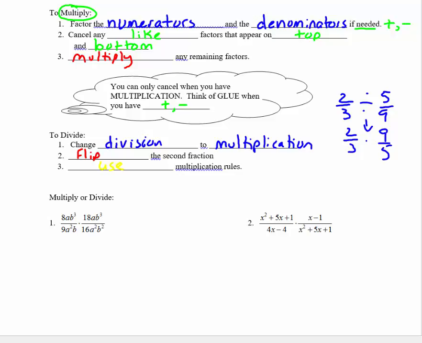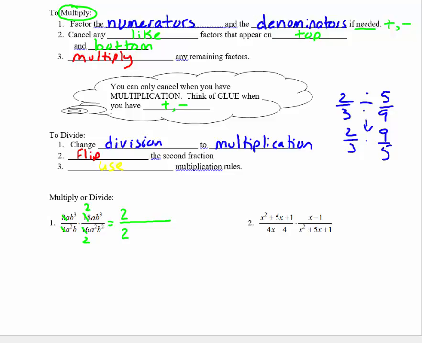So looking at number 1, we have 8ab cubed all over 9a squared b times 18ab cubed all over 16a squared b squared. Is there any glue? No, because there's no plus signs or minus signs. So we could multiply straight across, we could cross cancel. So the first thing I'm going to do is work with my numbers by cross canceling, and then I'll combine my a's and my b's by adding, because when I multiply I add powers. So 8 can go into 16 2 times, so I'll be left with a 2 down there. And 9 can go into 18 2 times, so I'll be left with a 2 on top.